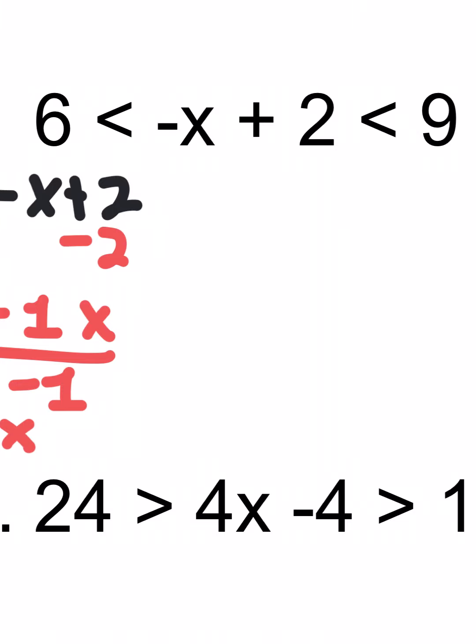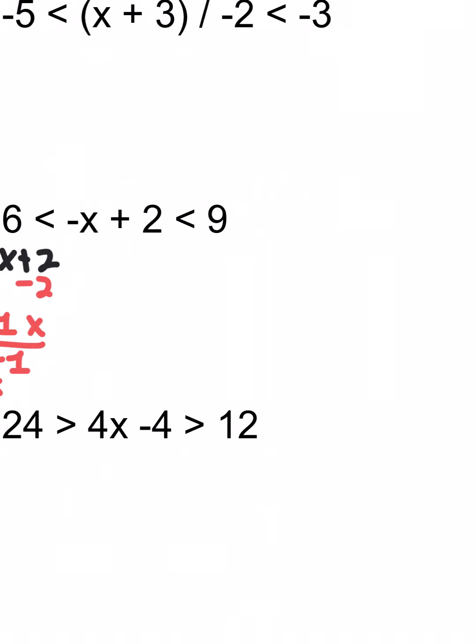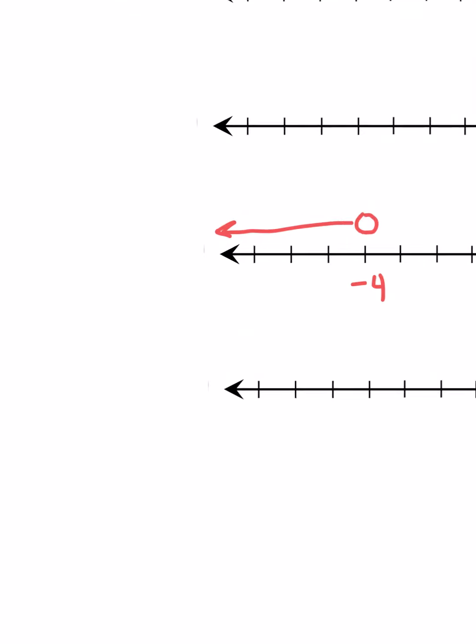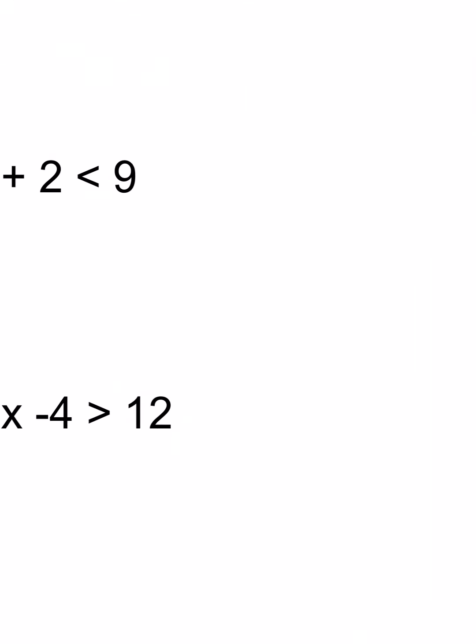So then when I go to the number line, x is less than negative 4. Let's say that negative 4 is here, and so I have an open circle, and x is less than negative 4, so it's going that way. And so let's do the other part.